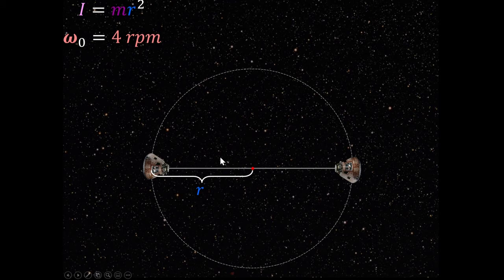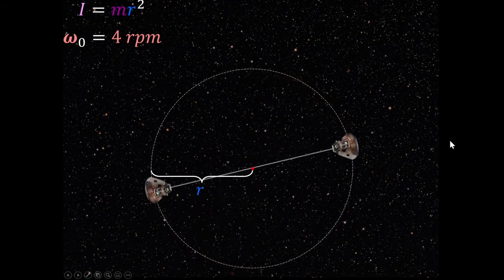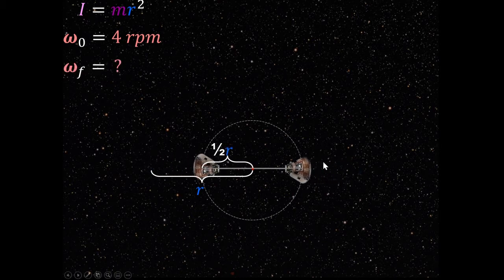Okay. And then let's say we have these two space pods tethered by a cable, and they're rotating at 4 revolutions per minute. Now those are not MKS units, but it will work because of this. Those units are going to be on either side of the equation. If I pulled those masses in, so they're now at 1/2 the radius that they originally were at, momentum is going to be conserved, but what will be the final angular velocity?